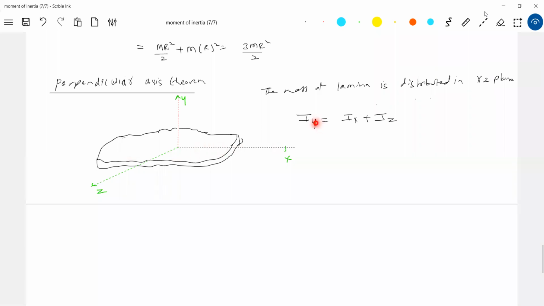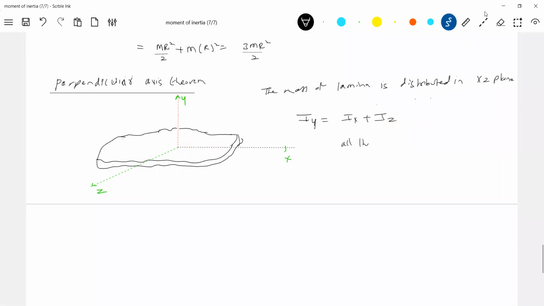Then what about Iy? Iy is the moment of inertia of a rigid body about an axis. There's nothing called a center of mass, no need of center of mass. About an axis oriented perpendicular to plane of lamina is equal to sum of moment of inertia of rigid body about an axis lying in the plane of lamina. This is what the definition is saying. So definitely there is a condition for Ix and Iz, they must lie in the plane of lamina. What about Iy? It must be oriented perpendicular. And all these three axes must be mutually perpendicular.